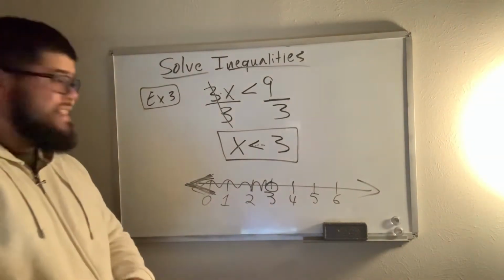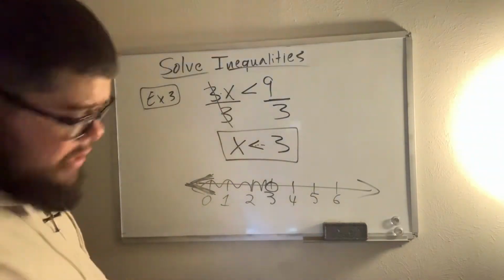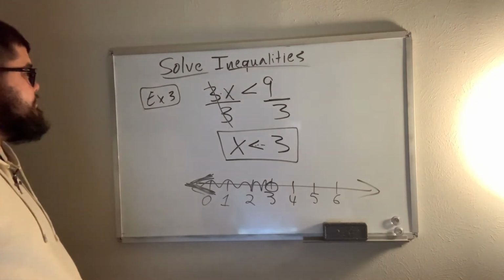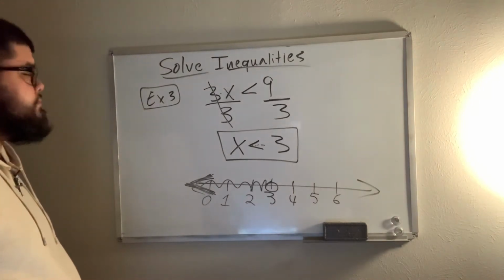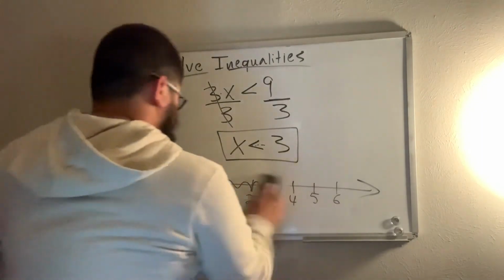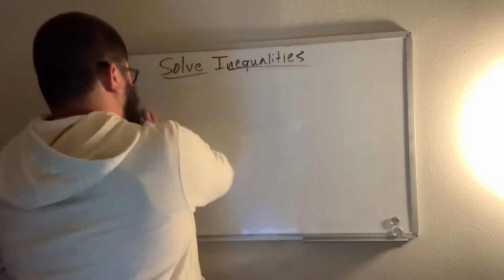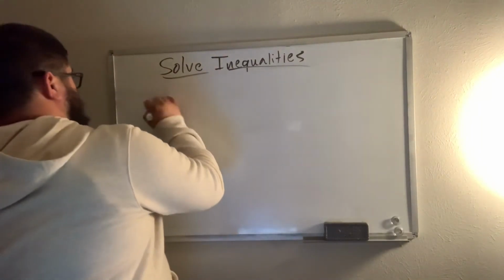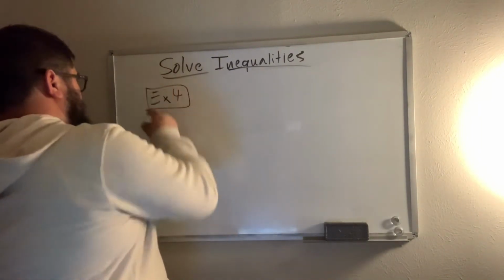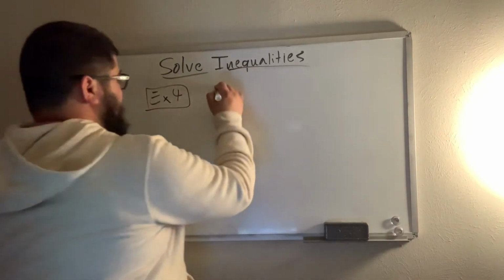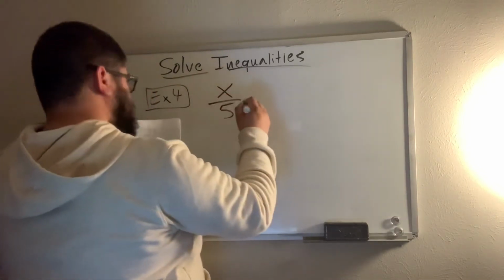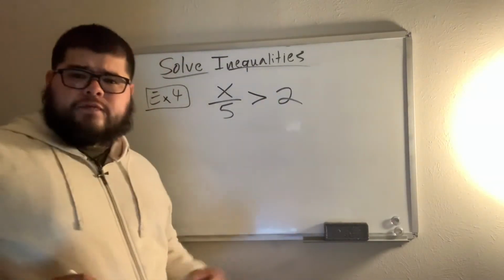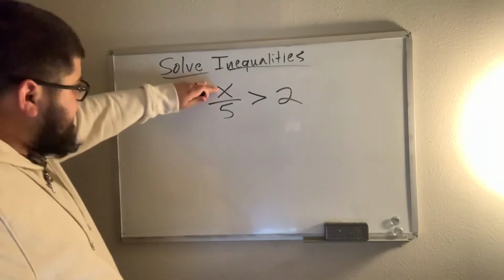We're going to go ahead and move on to example 4. Make sure you have it written down. I'm about to erase it. All right, here we go. Example 4. So we have x over 5 greater than 2. Okay, this is going to be a little weird. We have division now. X divided by 5.